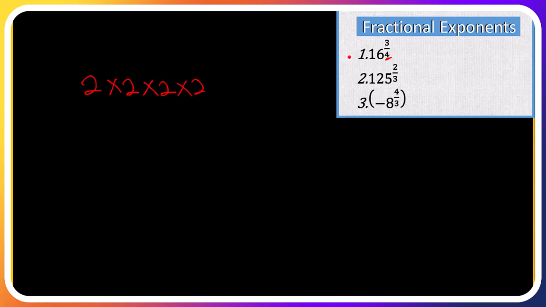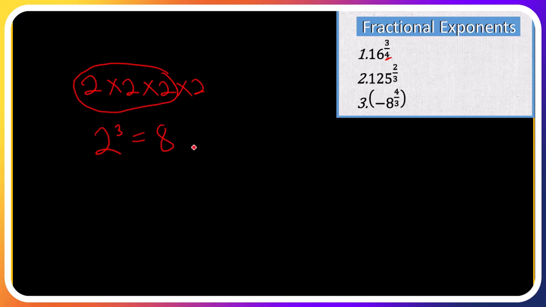Let's consider the numerator 3. What this means is we need 3 of these numbers. So 2 times 2 times 2. So this is thrice of these. And in index form, this can be written as 2 raised to the power 3, and this gives us 8. So 16 to the power 3/4 gives us 8.